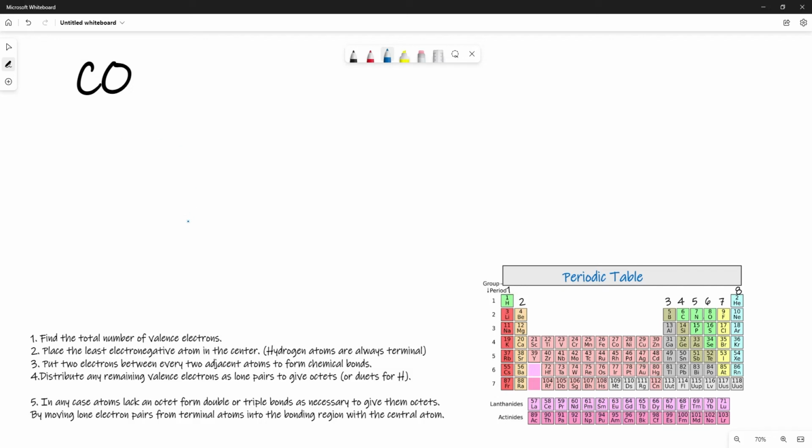To get the Lewis structure for carbon monoxide, you have to find the total number of valence electrons. We can look at the periodic table. Carbon has 4 valence electrons, and oxygen, in group 16, has 6 valence electrons. We add them and we get a total of 10 electrons.